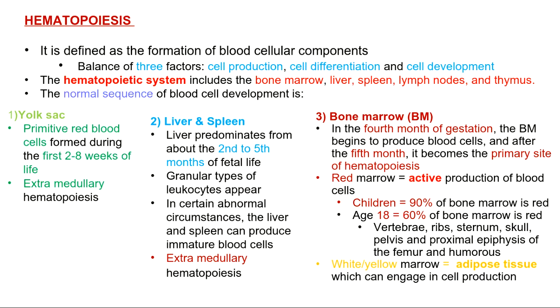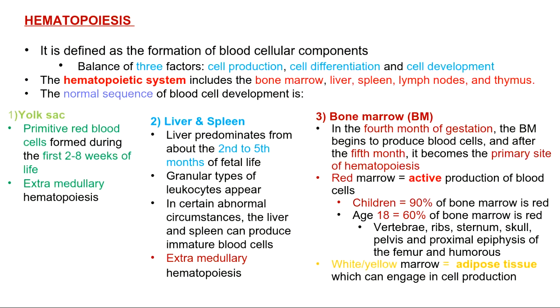Hematopoiesis is, by definition, the balance of three different things that happen in the bone marrow: cell production, cell differentiation, and self-development. The hematopoietic system includes different parts of the body depending on whether it is during gestation or after birth. During gestation, blood cells are produced by the fetus, first in the yolk sac, and that starts to happen very early in the pregnancy, from 2 to 8 weeks into the gestation.